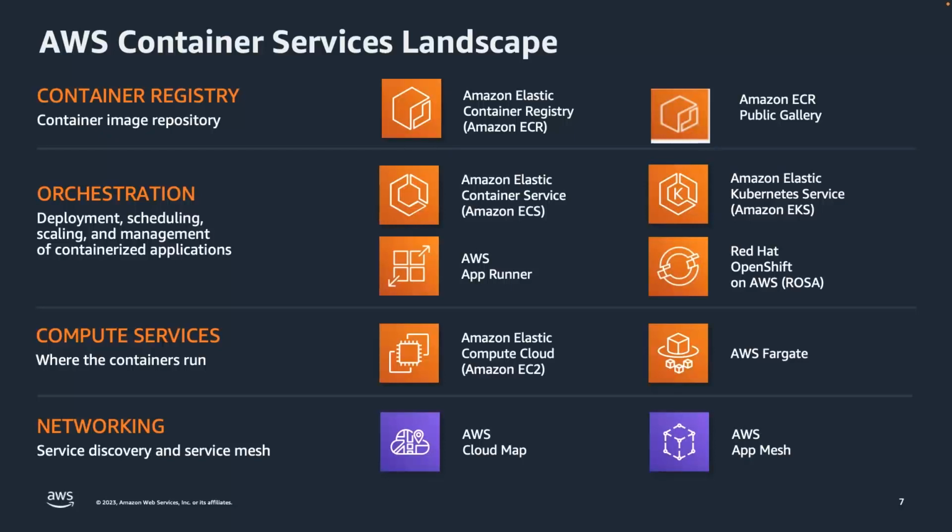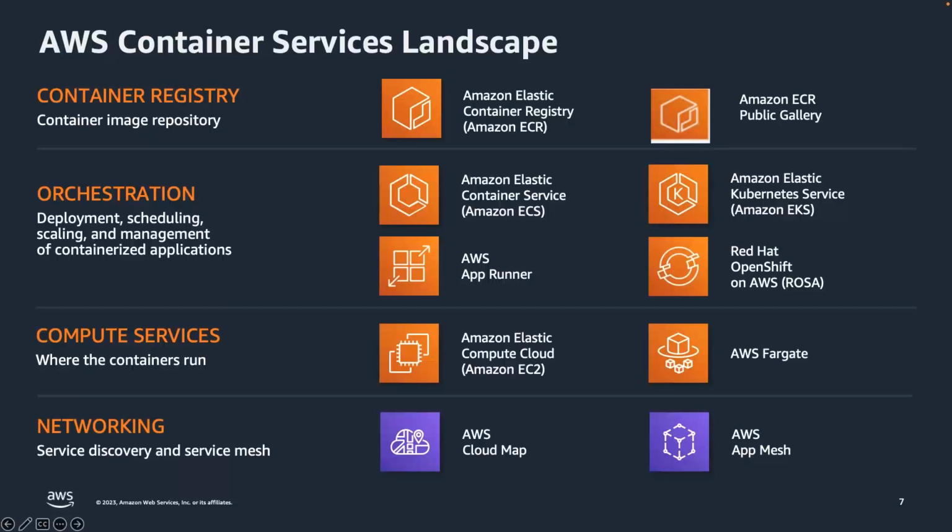You have ECS, or Elastic Container Service. We have EKS, which is Elastic Kubernetes Service. We have AWS App Runner and Red Hat OpenShift on AWS. We are going to talk in more detail about the 2 most popular orchestration engines, and those are Elastic Container Service and Elastic Kubernetes Service.